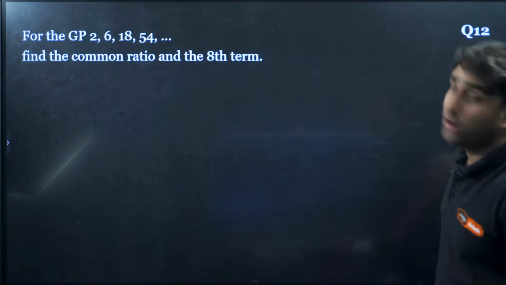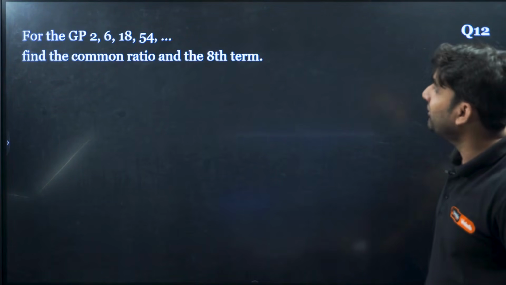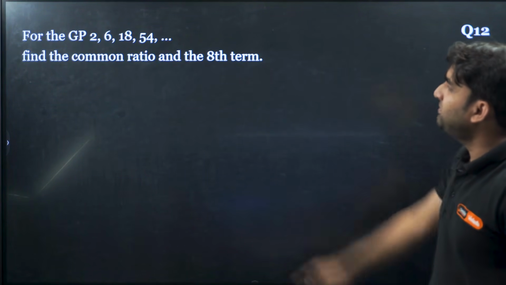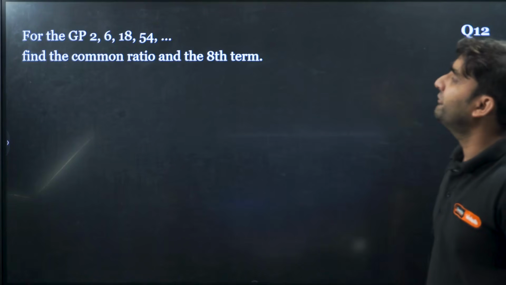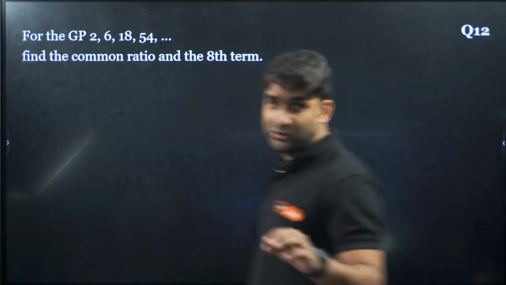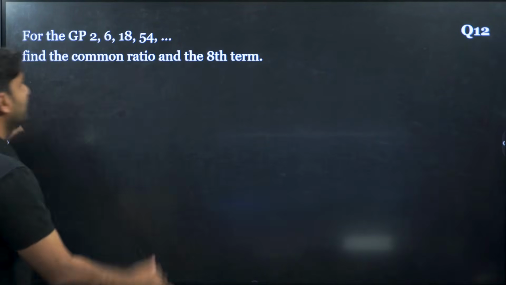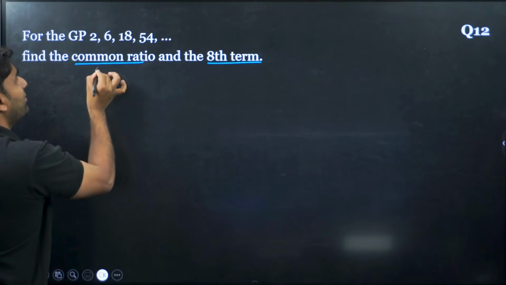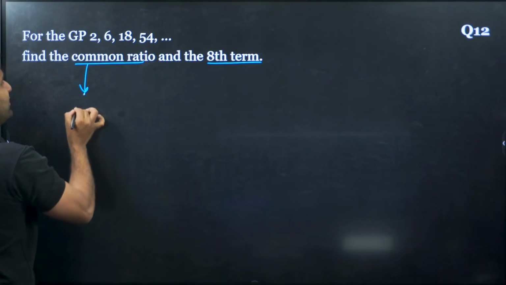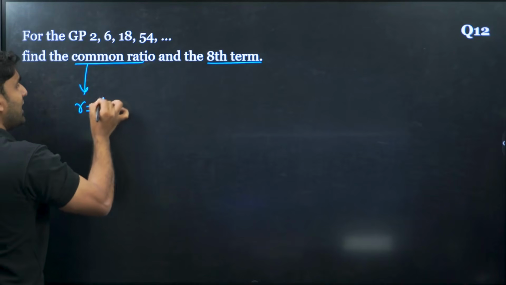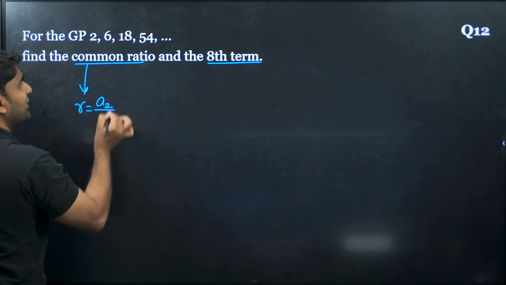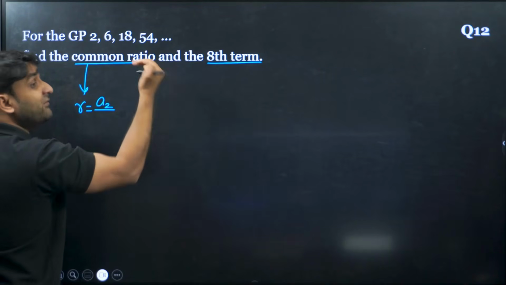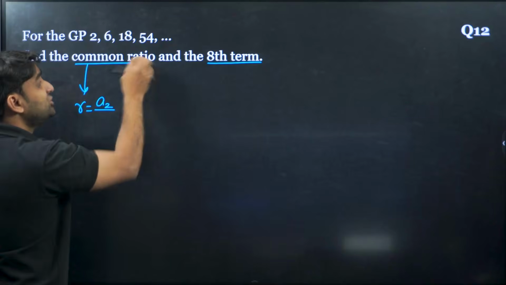Okay, so let's talk about a few questions of GP, geometric progression. For the GP 2, 6, 18, 54, find the common ratio and the 8th term. Very good. So this is the common ratio and this is the 8th term. Common ratio means r. And r means ratio. When does ratio come up? When we divide something. Ratio means division.